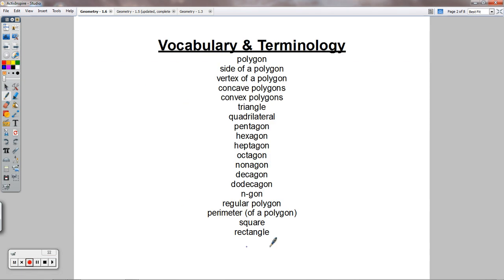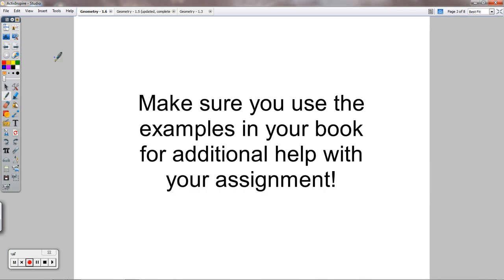Lots of terminology in this one. However, you probably know, I would say, at least half of these by now, and some of them you might just need a little refresher on what they mean, but a lot of them are just different names for types of shapes. And make sure, if you're one of my students, there's extra examples in your book. Use those along with these ones to help you do your assignments.